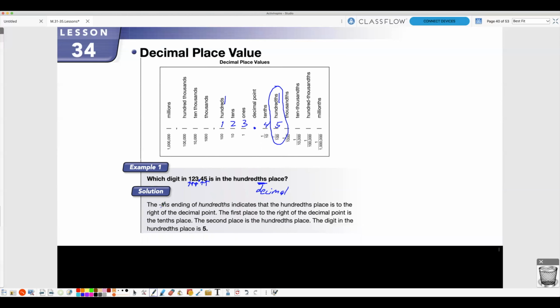So the "ths" ending of hundredths indicates that the hundredths place is to the right of the decimal point. The first place to the right of the decimal point is the tenths place. The second place is the hundredths place. The digit in the hundredths place would be the 5.